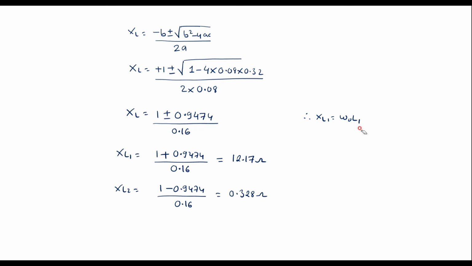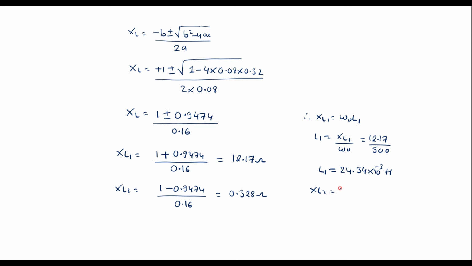Therefore, L1 is equal to XL1 divided by omega naught, which is 12.17 divided by 500. Therefore, L1 is 24.34 into 10 power minus 3 Henry.